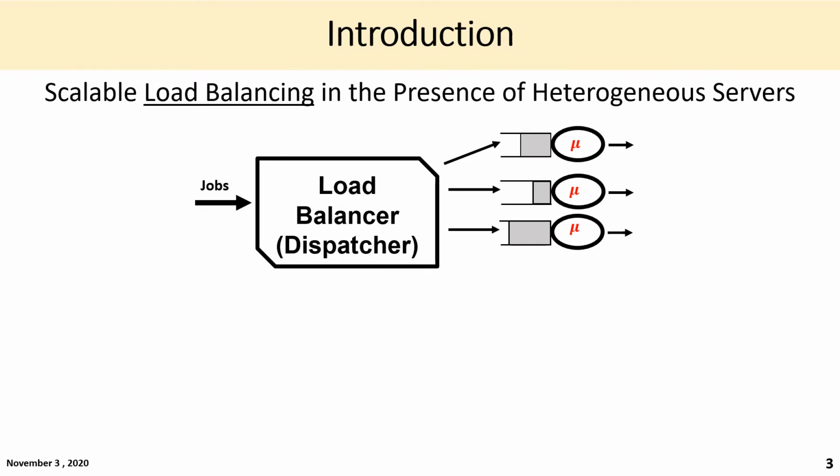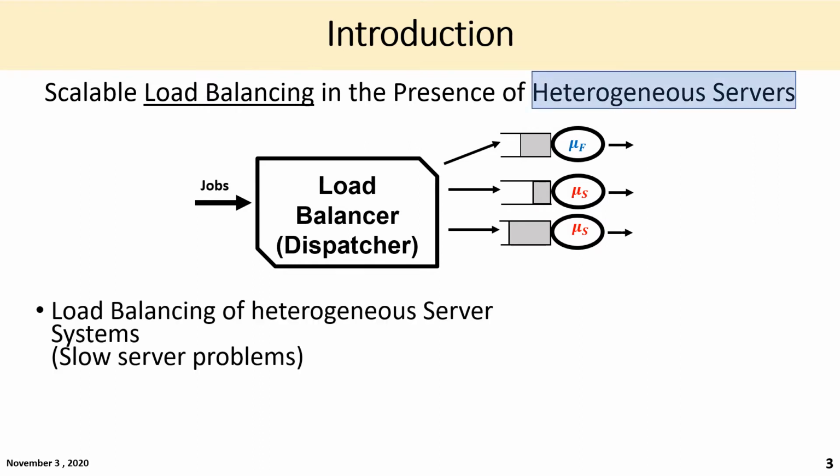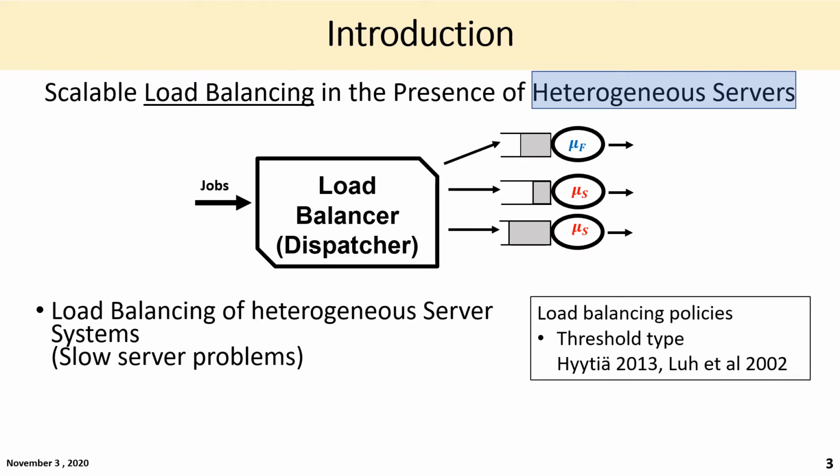However, what we see in practice are not systems where server speeds are all the same, but they are different. Systems consisting of servers with different speeds are called heterogeneous server systems. Now the load balancing task is quite different from earlier. We may want to balance effectively how the workload is distributed across both the fast and slow servers. In literature, it is also termed the slow server problem. And the best dispatching policy is found to be of a threshold type, where we would want to send a job to a server only if the number of jobs in other servers is above a particular number.